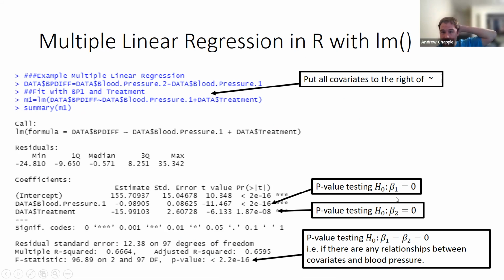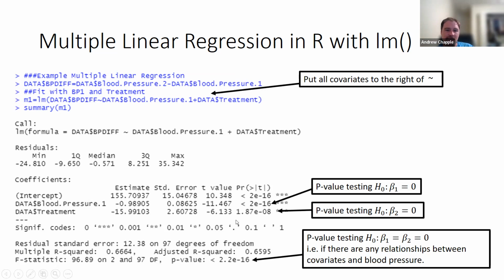This is my p-value testing whether beta 1 equals 0, which is testing: is there a relationship between initial blood pressure and blood pressure difference? It's significant. I can go look at my coefficient estimate. This is my estimated beta 1 hat. It's negative, which means that increased initial blood pressure is associated with a decrease in blood pressure difference.